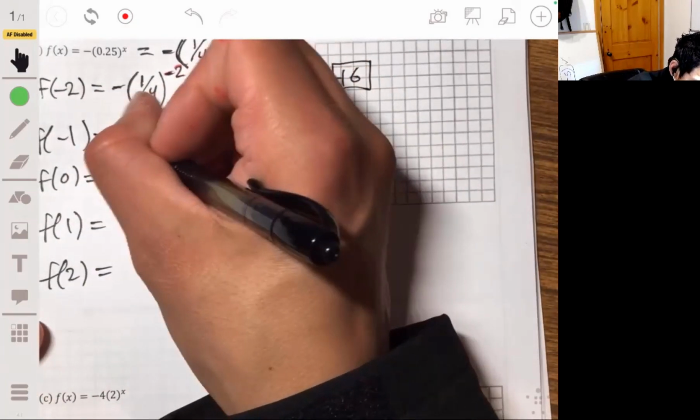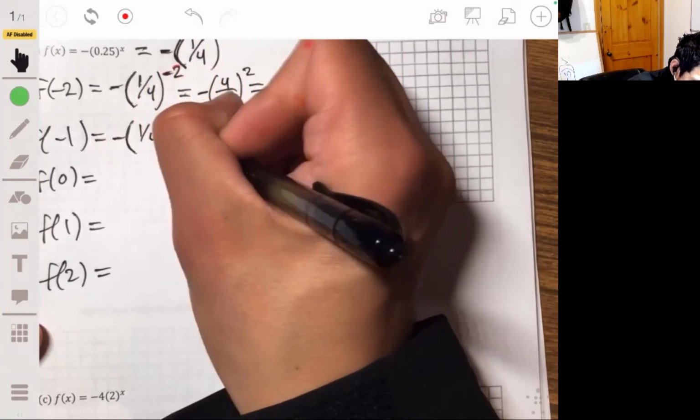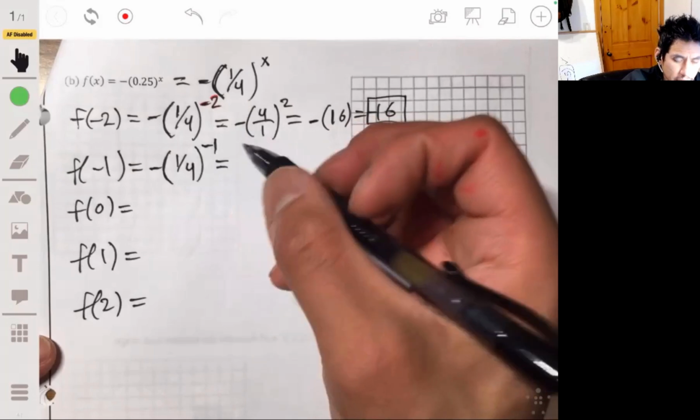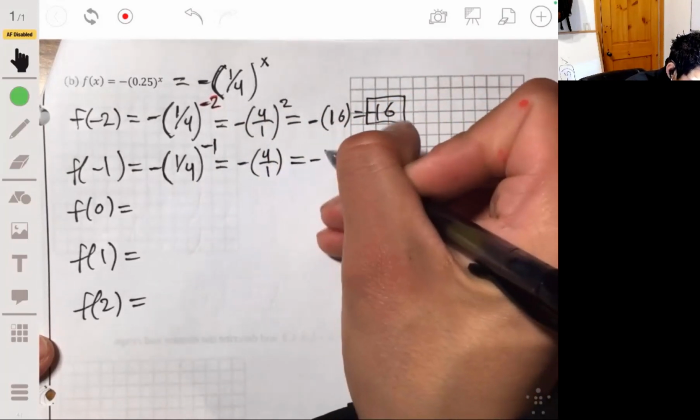Next one, we'll have -1 times 1/4 to the -1. Here, all we have to do is flip that fraction, so we get -4/1, which is -4.